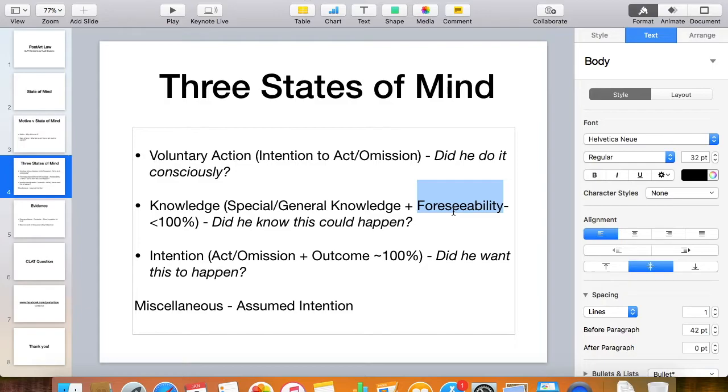That a person will get injured by you leaving that potted plant on the veranda was foreseeable. So did you know that it could happen? Yes, you knew that it could happen, right? And so you are liable.